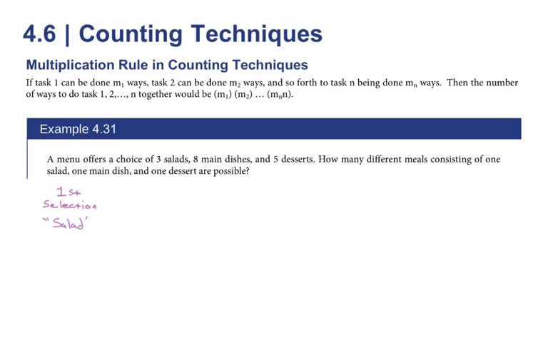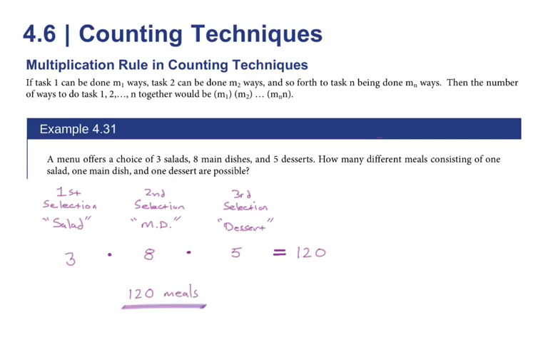So let's look at it selection by selection. So for the first selection, we have salad, and there's 3 choices. For the second selection, the main dish, we have 8 choices. And for the third selection, we have dessert, and that's going to be 5 choices. The multiplication rule tells us we just have to multiply those, and that'll give us the total number of outcomes that we have. So it's going to be 120 meals.